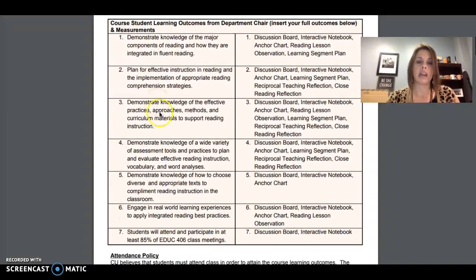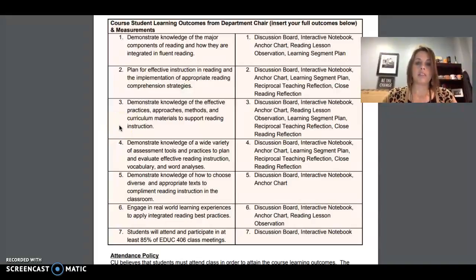So here are our learning outcomes for this course. We're going to be talking about major components of reading and how they're integrated into fluent reading. We're going to be planning for instruction in reading and implementation of appropriate reading comprehension strategies. So there are specific strategies and tools that we will use for reading comprehension instruction, and we'll talk about those as we work through the semester.